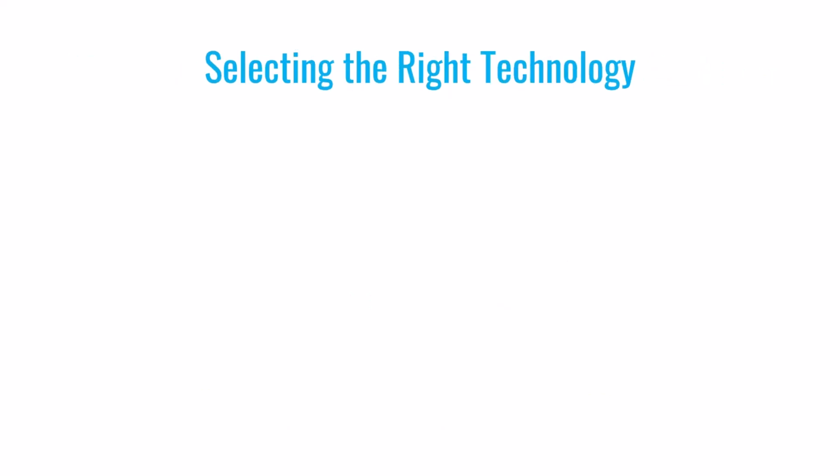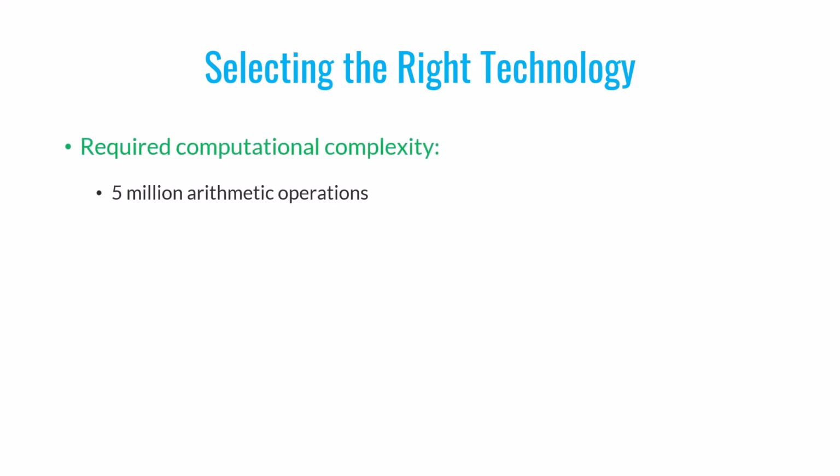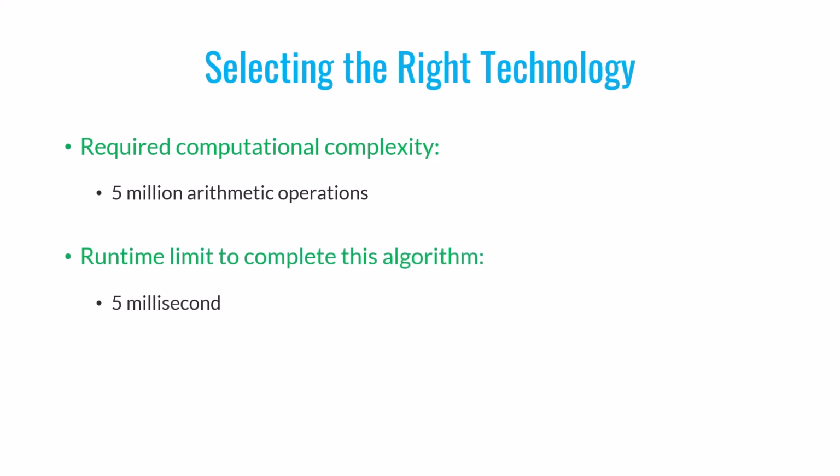Now that we have answered our two fundamental questions, we can decide on the right technology. Let's recap the answers to these key questions for our example. The motion detection algorithm requires 5 million arithmetic operations to run. We have only 5 milliseconds to complete this algorithm. So to determine the required processing speed, we divide the 5 million operations by the 5 milliseconds, which gives us 1 giga operation per second, or 1 billion operations per second.